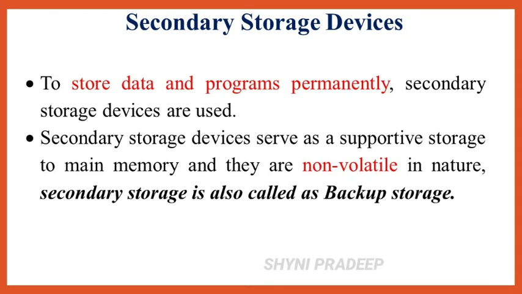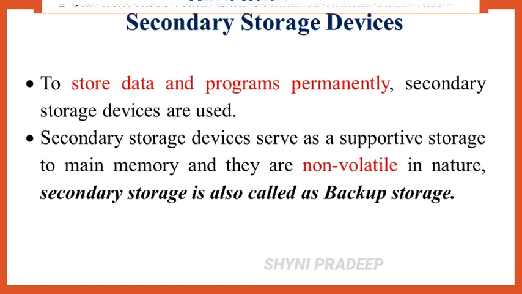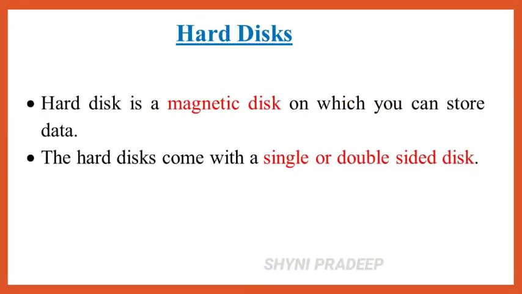Let us discuss them one by one. Okay. First, let us see about hard disk. Hard disk is a magnetic disk on which you can store data. This is a secondary storage device. This hard disk comes with a single or double-sided disk.